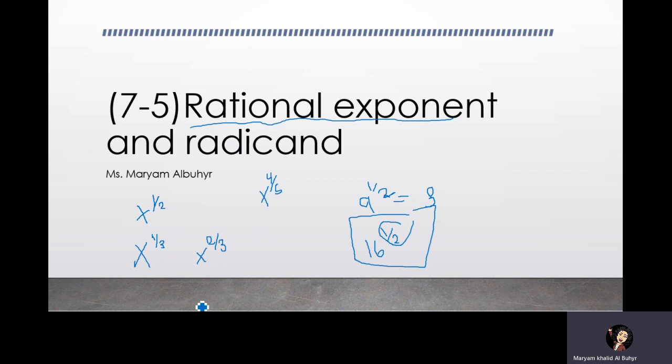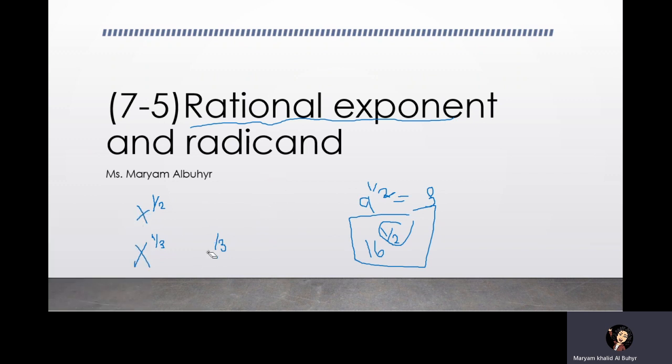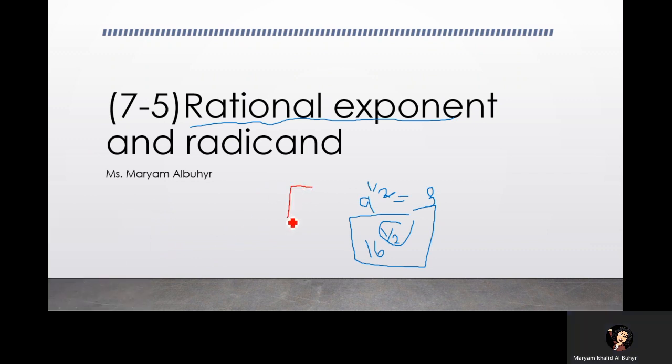In another way, and I remember that I told you about this, but I would like to remind you that this will be the square root. So if you have 1/2, that will be the square root. In the square root, we just write it like that. This is the radicand form. So the square root of 9 will be equal to 9 to the power 1/2, which is equal to 3. So that's the idea from this lesson.